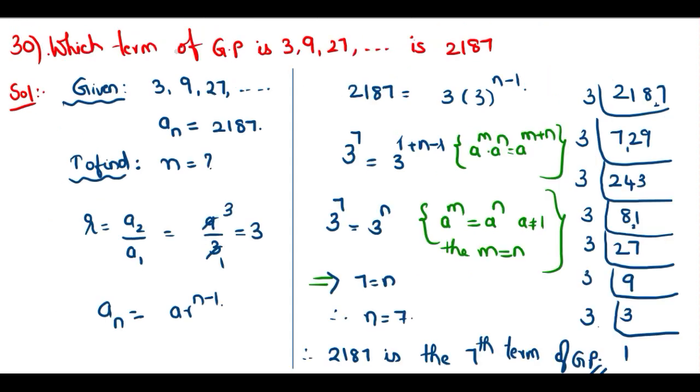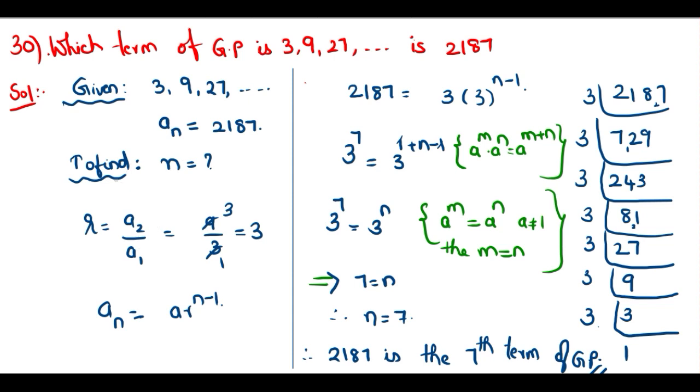Then we have which term of the GP 3, 9, 27 and so on is 2187. So the GP is given and we need to find which term it is, means it is a term of that GP, but we need to find the nth term, means what is the value of n we need to find. So given GP is 3, 9, 27 and so on, and the nth term is 2187, we need to find the value of n.